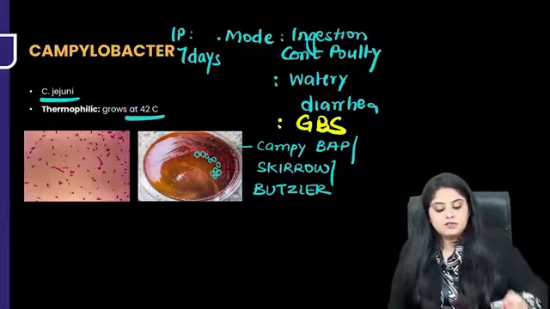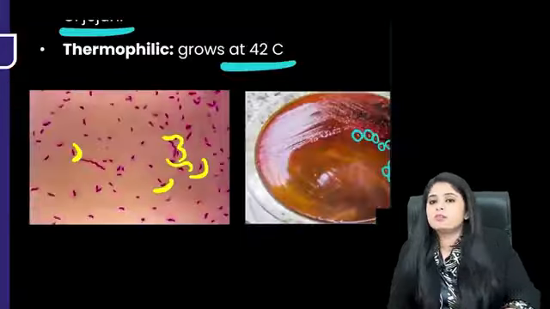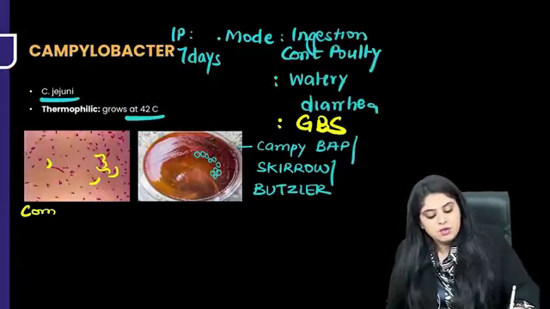Finally, I told you they are spiral. I can see that they are comma shape, S shape, as a spiral. This is also known as gull wing shape. They can be comma, they can be S, they can be gull wing.